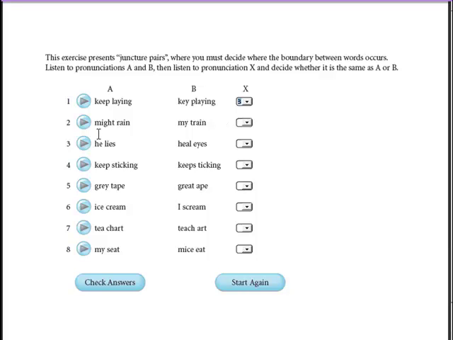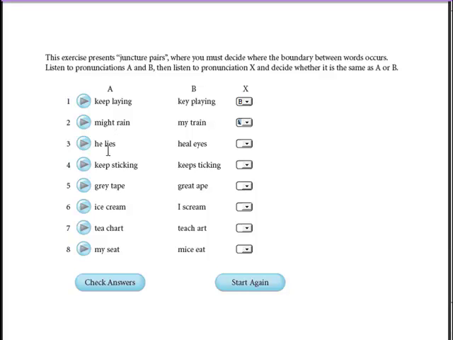The next one, is it might rain or my train? Might rain. Which do you think? If you said A, you are correct.